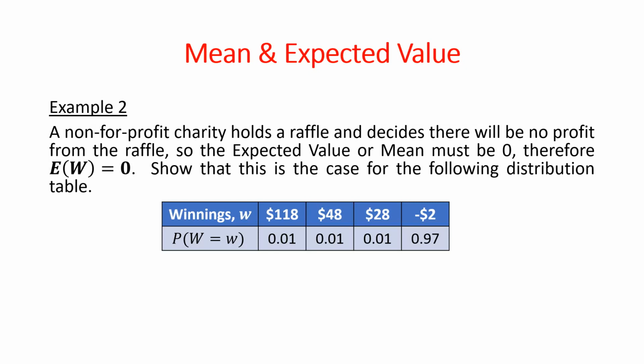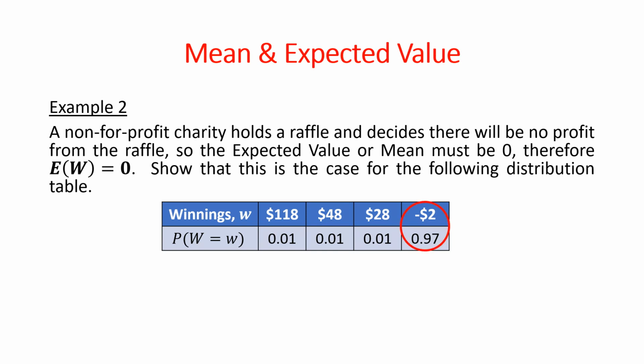All right. Here's example number 2. A non-for-profit charity holds a raffle and decides there will be no profit from the raffle. So that means the expected value or the mean will be 0. So E of W, which represents the winnings, is going to be 0. So notice we're not using E of X, we're using E of W. So it doesn't really matter what letter we use in context. We're going to show that E of W is 0 for the following distribution table.